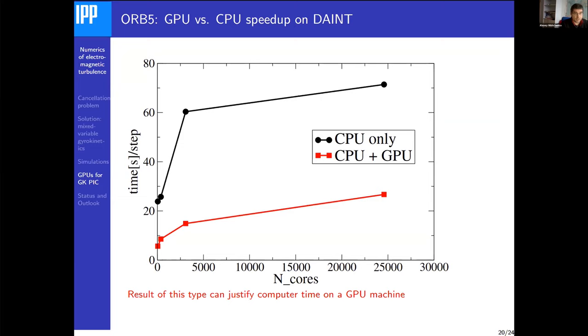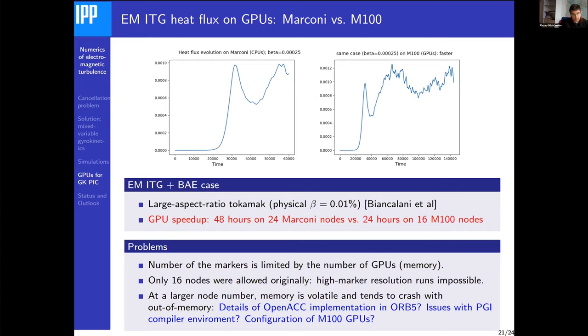Here we see that CPU only is obviously slower than CPU plus GPU, so GPUs are working fine. And this is another illustration. Here we have a simulation on Marconi, same case, same parameters, everything is the same. Marconi, and this is Marconi 100, M100. In this case, we needed 48 hours on 24 Marconi nodes to get to 60,000 time steps, as you see.